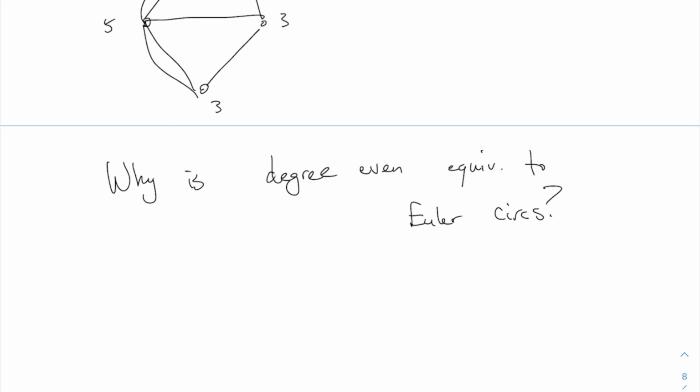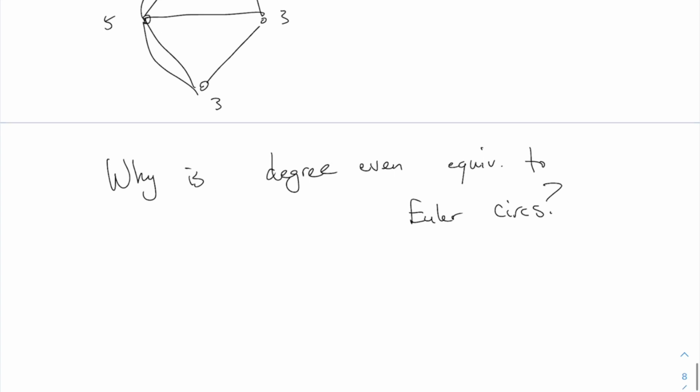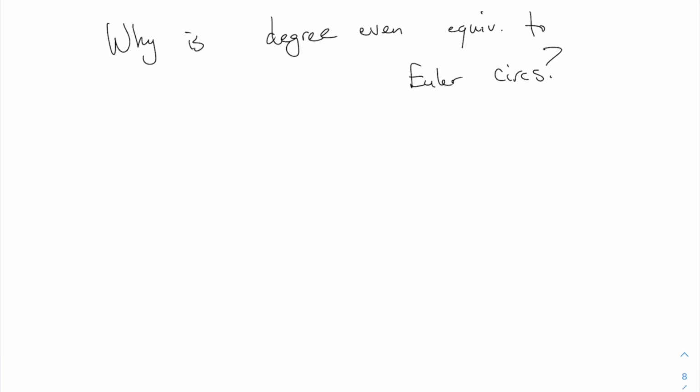If we were going to be real hardcore about this, we would go through a detailed proof of this. I don't want to get into that, but I would like to give you some idea of what the relationship is. Why should you believe that there is a relationship between all even degrees and Euler circuits? So what I would like to think of is, imagine that there is an Euler circuit.